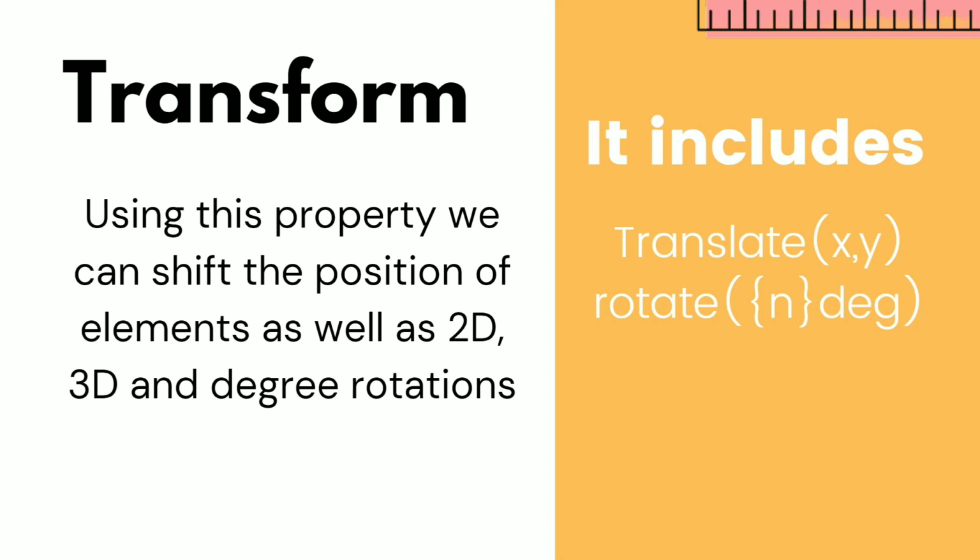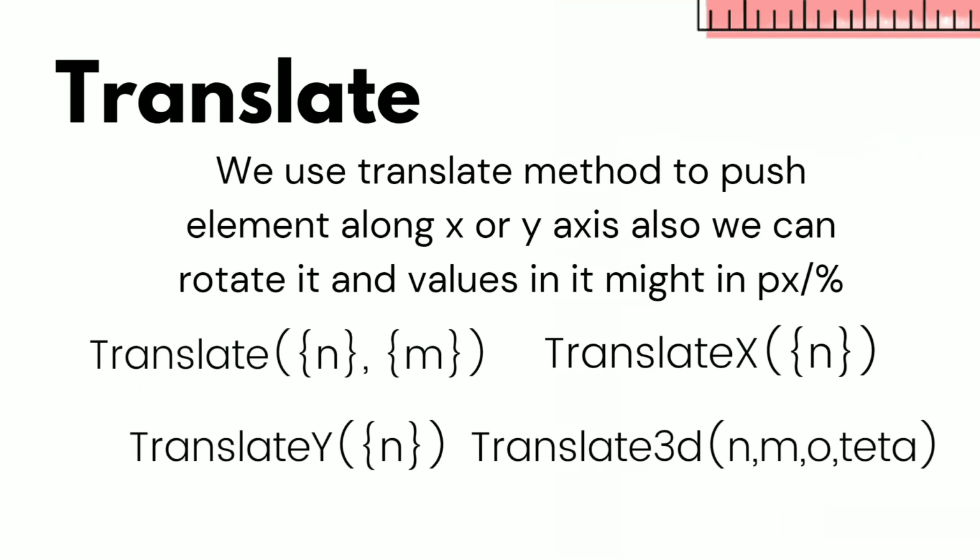Using the translate method, we can push any element along the x-axis and y-axis in terms of pixels or percentage. Also, we can rotate it using degrees. When we are using translate, we have two values: an x value and a y value. When we use translate equal to 2 pixel and 3 pixel, it will move that element 2 pixels along the x-axis and 3 pixels along the y-axis. This is about translate xy.